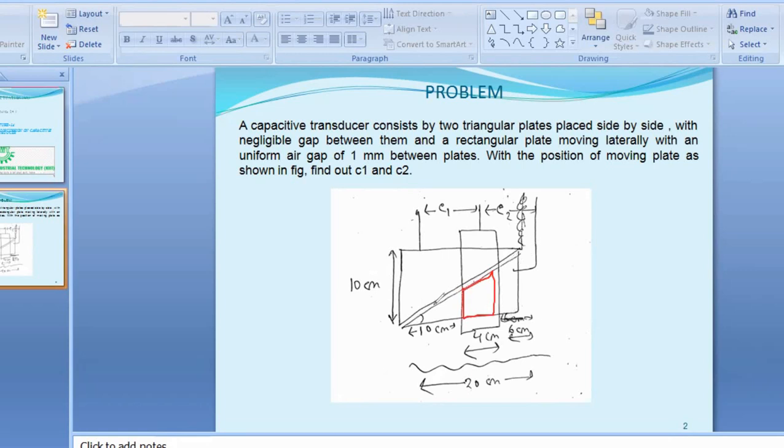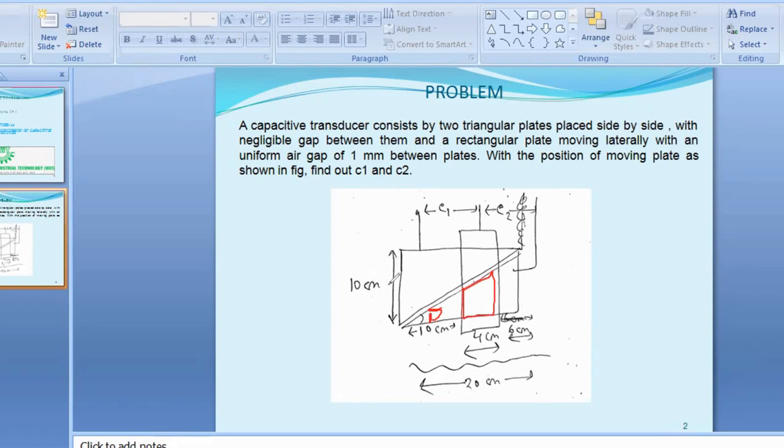First triangle. This is the second triangle plate. So this is the angle, theta. This angle is theta. So what can we write here? Tan theta, what can we write?